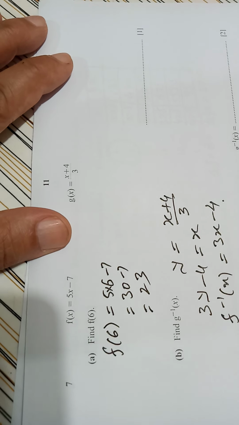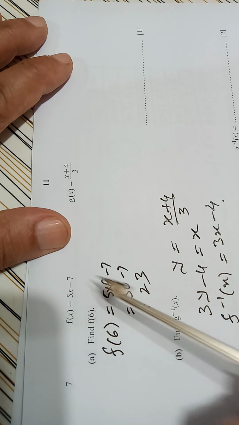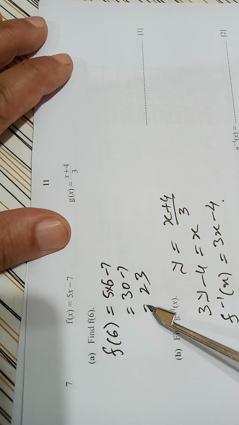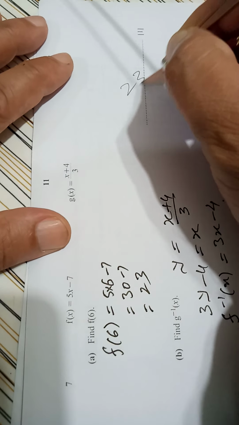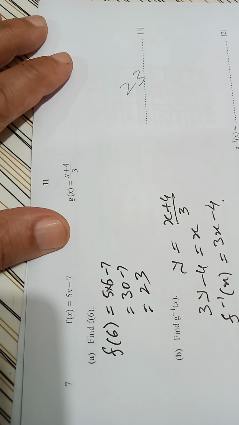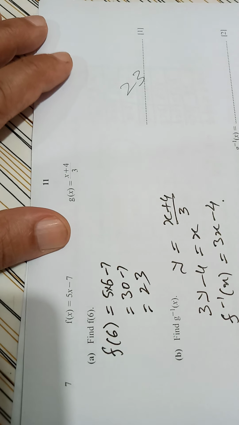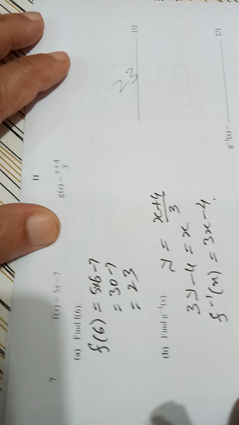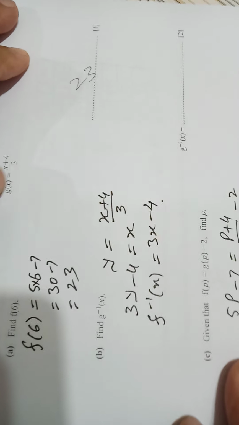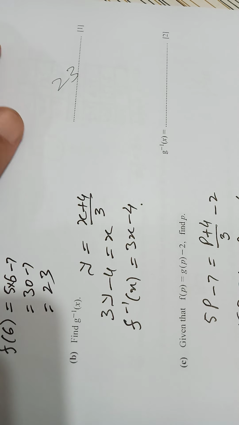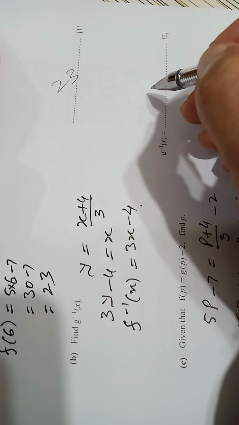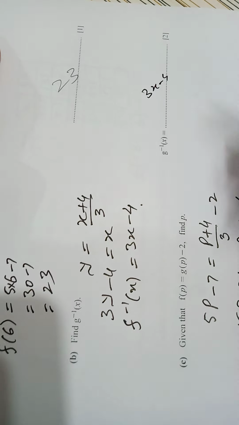Now in question 7, f(x) is equal to the given function, and he is asking for f(6). This means put x equal to 6 in the f(x) function, so you will get the answer 23. So your answer will be 23 here. Now for B part, simplify this, so you will get the answer f inverse x, that is 3x minus 4. So your answer will be 3x minus 4.